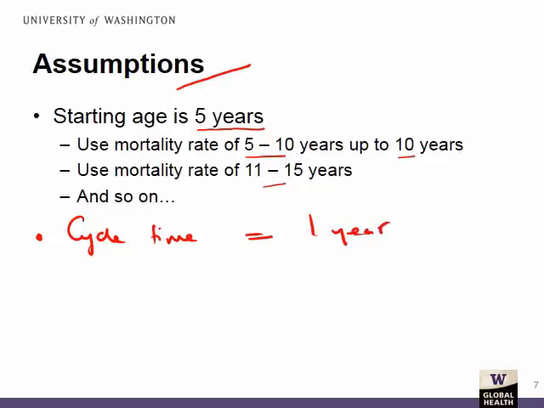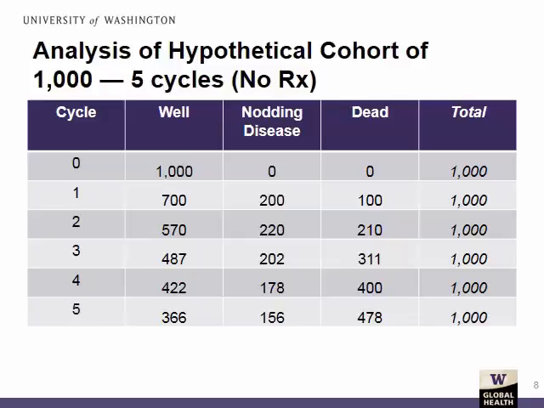So let this be our assumptions. Now it's important in modeling studies to set out your assumptions clearly so that your readers or your consumers can understand exactly how you came up with your results. We are going to do a hypothetical cohort analysis of the nodding disease problem, and we are going to do it for the no treatment side of the equation.